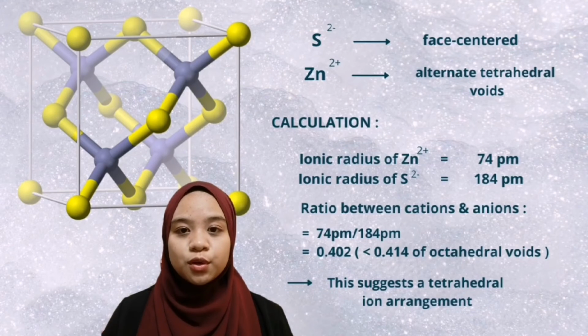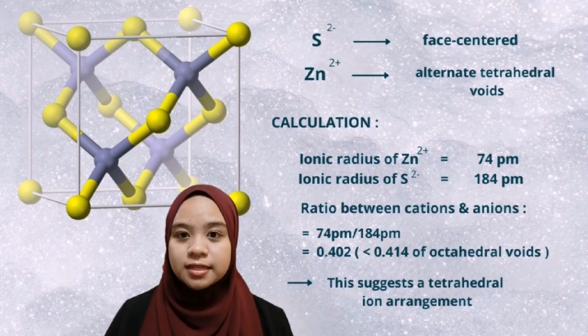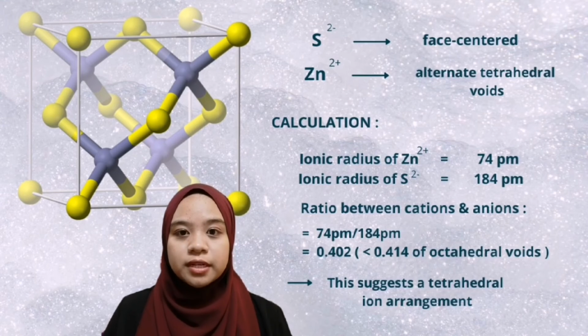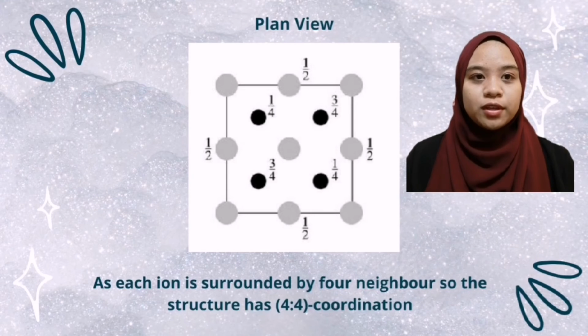Next, coordination number also can be proven by calculation. This calculation we get from the Inorganic Chemistry textbook, 5th edition. It was written that the ionic radius of zinc ion is 74 picometer, while the ionic radius for sulfide ion is 184 picometer. So the ratio of these two values is 0.402. As we know, the lower limit of the radius ratio range for octahedral voids is 0.414. So as this value is lower than 0.414, this suggests a tetrahedral arrangement. The zinc ion is surrounded by 4 neighbors, so the structure has 4 coordination.